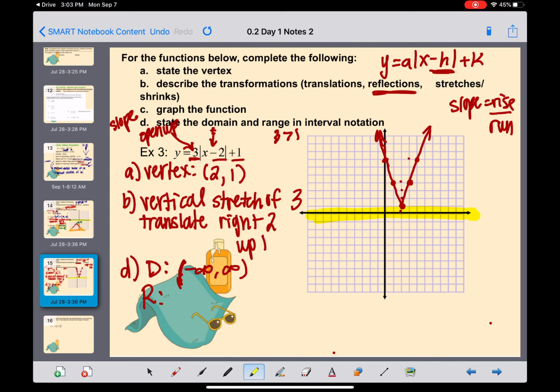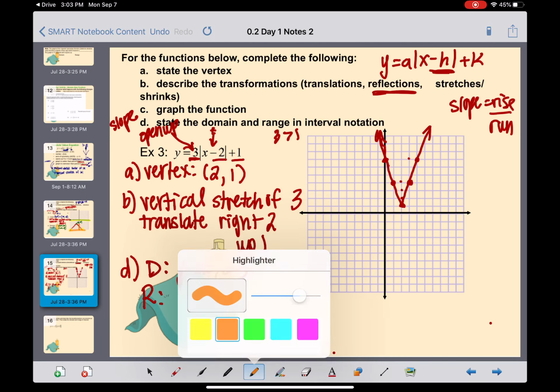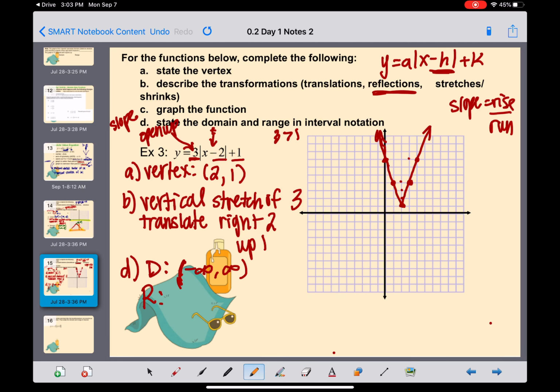And then our range, I'm going to look at the bottom of the graph. So when I start, the very first thing I hit is right here, and then I go up. I don't have any y values down here. So I'm going from the bottom to the top. This point right here is 2, 1. So that's my y value that I start at, and then I go all the way up. So least to greatest, bottom to top. Since I am including 1, I have a bracket here, and then I go to infinity. So that's my domain and range.